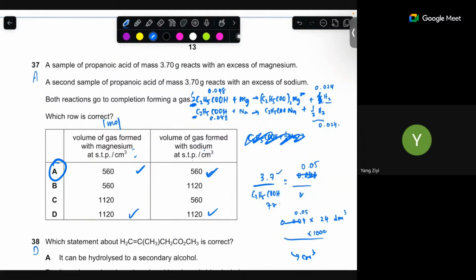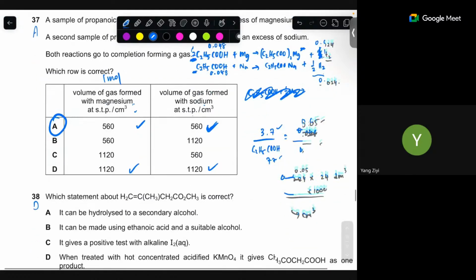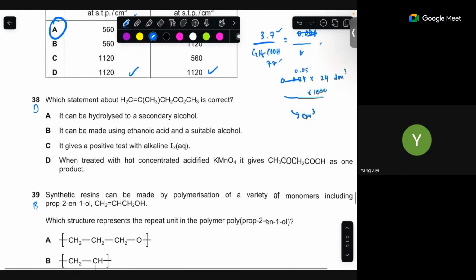Okay, just check the calculation again. Okay, but again, the value should be 560. Okay, you get 600. Okay, let's move on. 38. Okay, so which statement is correct about this?